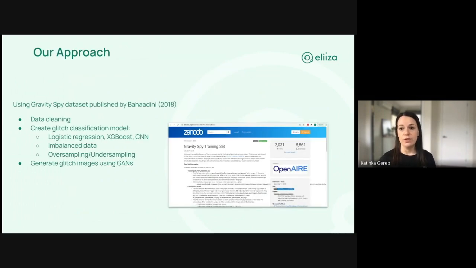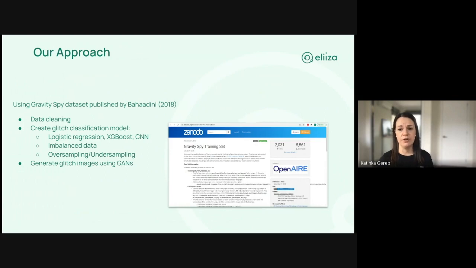In our work, we used the Gravity SPY data, but our selection was slightly different than Behadini's because we did some additional data cleaning and training data selection in our work. And our approach was to create 3 different models that are able to morphologically classify these glitches. So we created a logistic regression, an XGBoost model, and also convolutional neural networks. And I won't go into detail on what these are. I will just talk about our best model, which was the CNN.